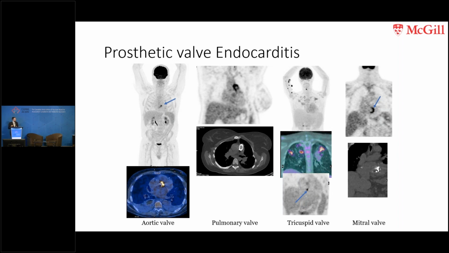So this is a slide demonstrating all 4 different valves and infections of them. You can see that in general, it's associated with focal, intense uptake in the valve, and in the case of the tricuspid valve example, classically associated with lung emboli.